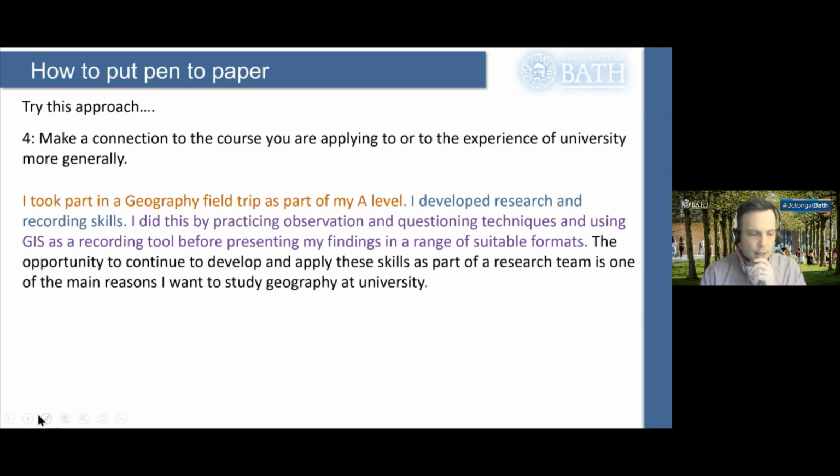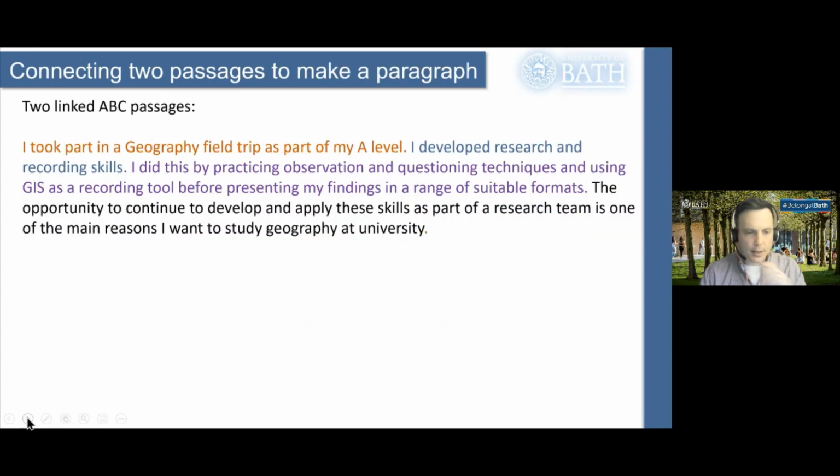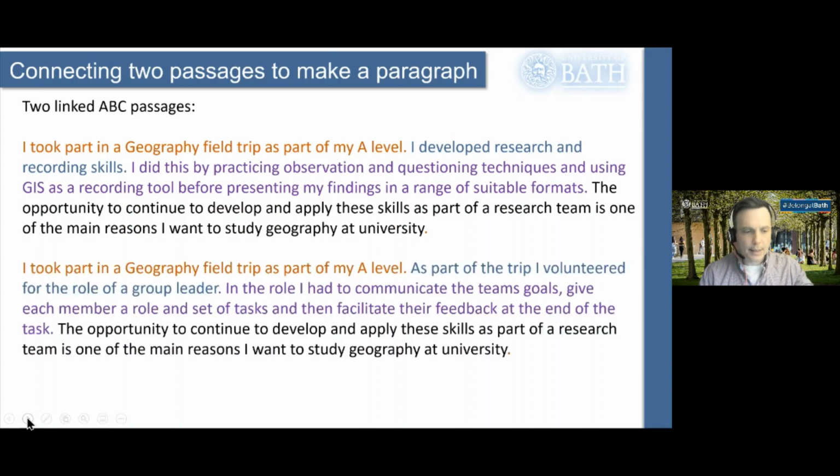So let's have a look at another one here. That's the one that I've just done. But let's say I wrote another one completely separately, but it happens to use the same example of the geography field trip. You don't have to have a new example for absolutely everything throughout your personal statement. You don't need loads of examples. You're of a young age where you've had quite a life, I'm sure, but you're not expected to have done everything and been everywhere. So using the same example is fine as long as the example is relevant.